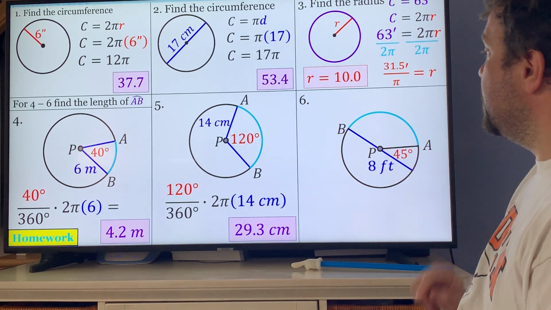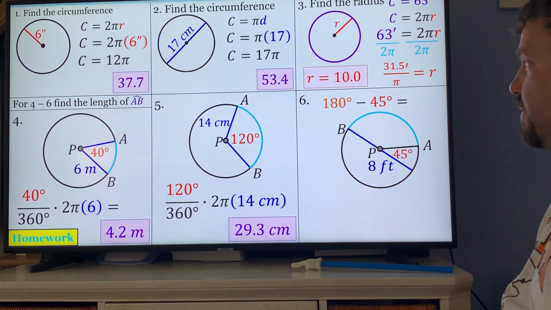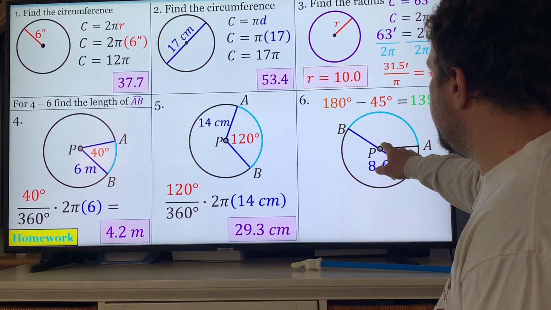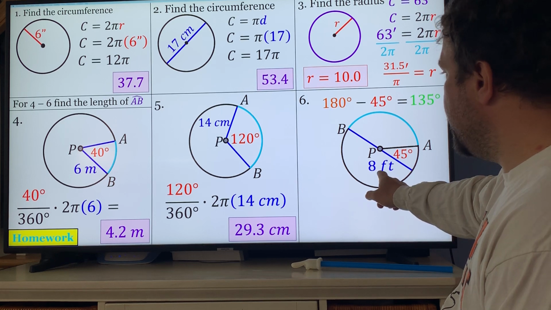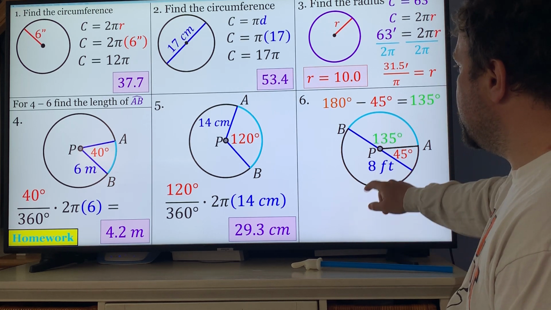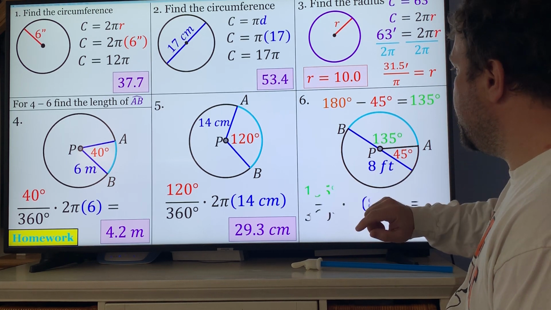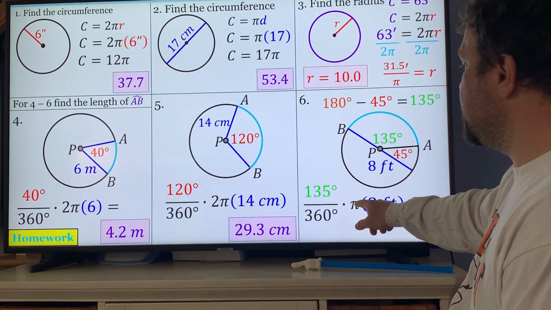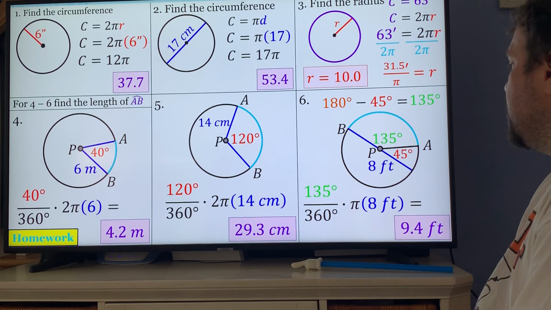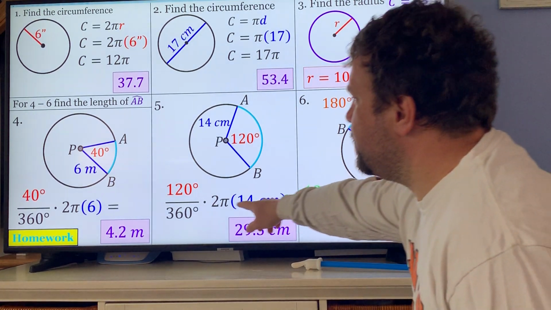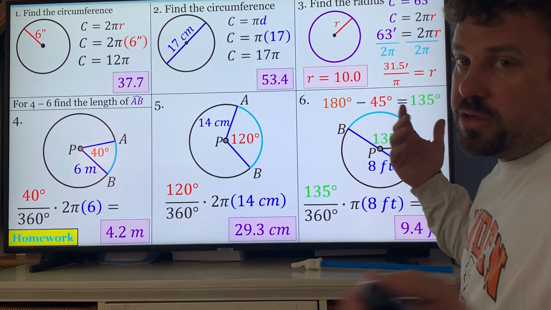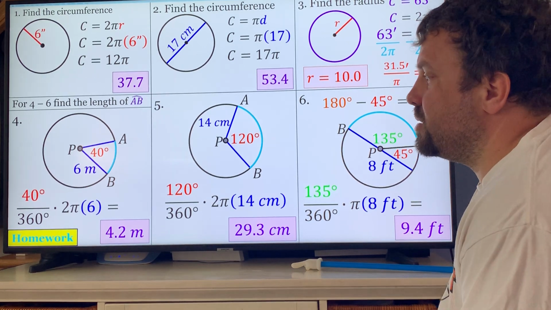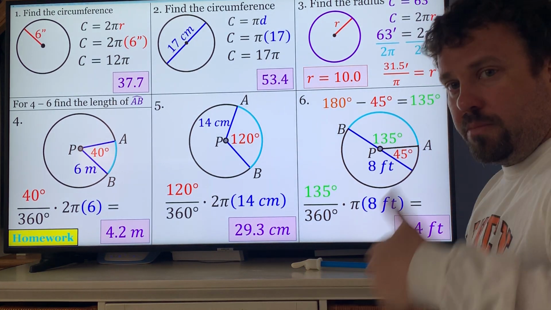Last one. We're looking for, now look, AB here, not 45. So you have to find this angle. It's actually 180 minus 45. So that's 135. So this is 135. This is the diameter. So we want to make this pi d instead of 2 pi r. 135 divided by 360. Pi d equals 9.4 feet. If you want to use 2 pi r the whole time, you can. Just turn that into a 4. That's what I usually do. I think it's the easiest. All right? Good?